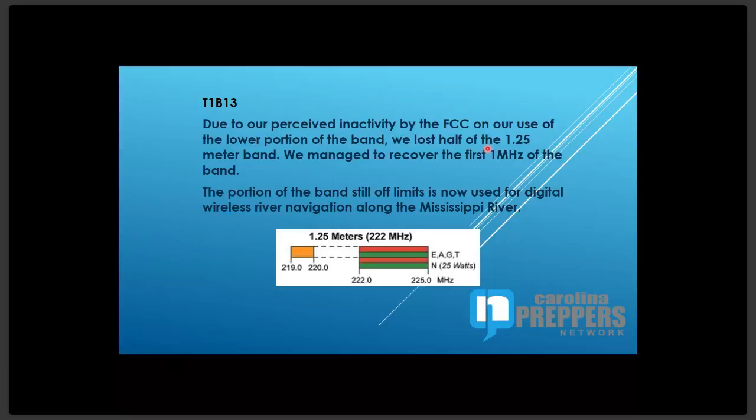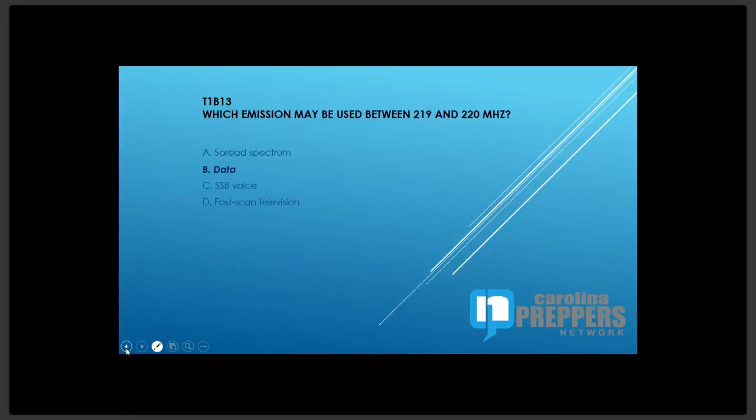And some of these you're just going to have to memorize, okay? I don't really have a way for you to memorize it other than like that one there. There's really nothing that you have. I can tell you that fast scan television, you will never, as a technician, it's out of the scope of what you're studying for. It's just not there. Spread spectrum as well. The only 2 choices that you could possibly be dealing with is single sideband voice and data.